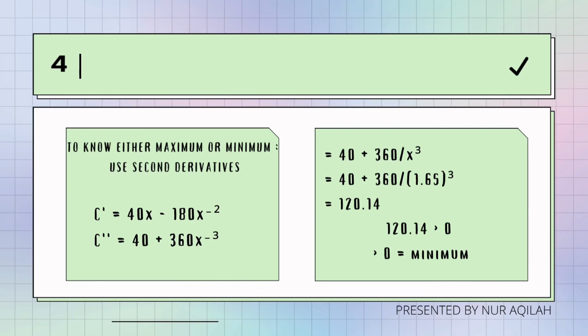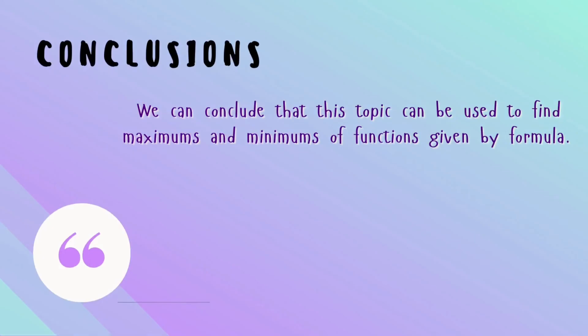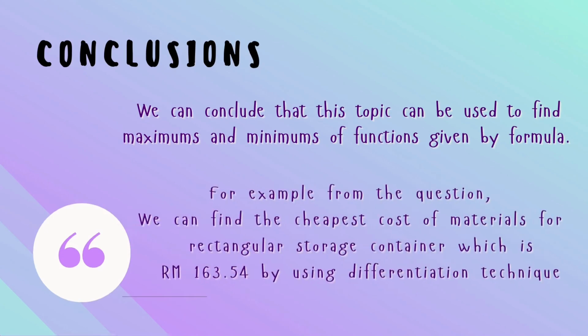So it is a minimum. So, we can conclude that this topic can be used to find maximums and minimums of a function given by a formula. For example, for your question, you can find the cheapest cost of material for a rectangular storage container, which is RM163.54, by using the differentiation technique.